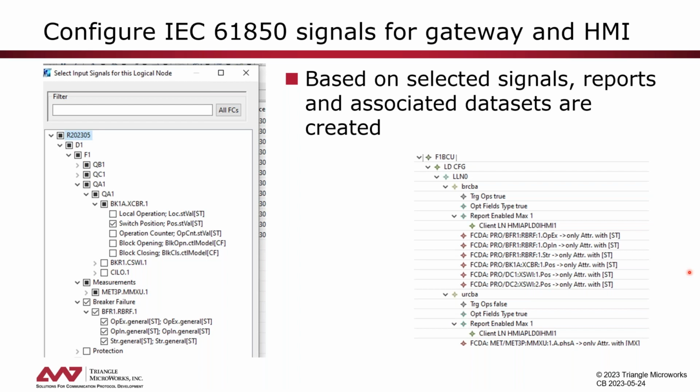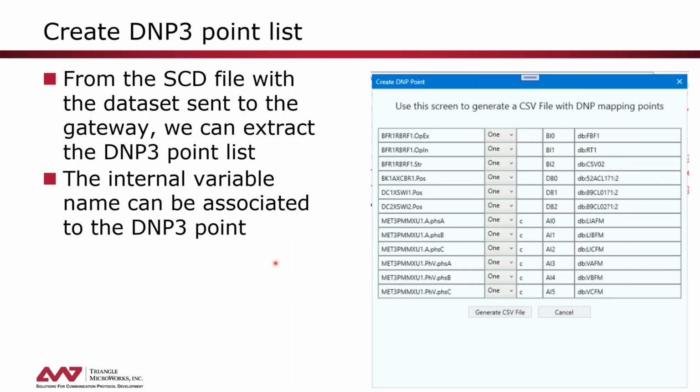Now we can use the same tool that Jackson has shown before to extract the data that has to be sent to the gateway. So we can extract and create out of that a DNP3 point list. As we have the internal variable name available as well, we can also include that variable name in our DNP mapping point list. And depending on the device, you can now use that to configure your DNP point list, the points that will be sent to the gateway.